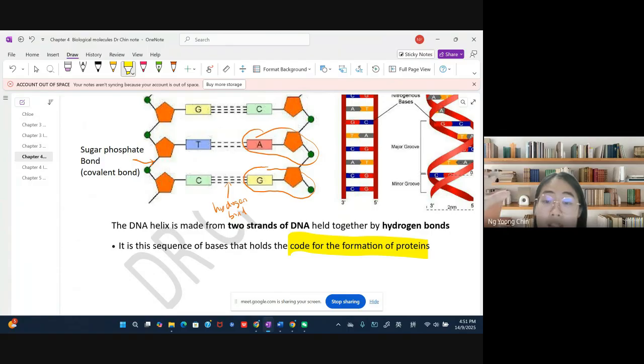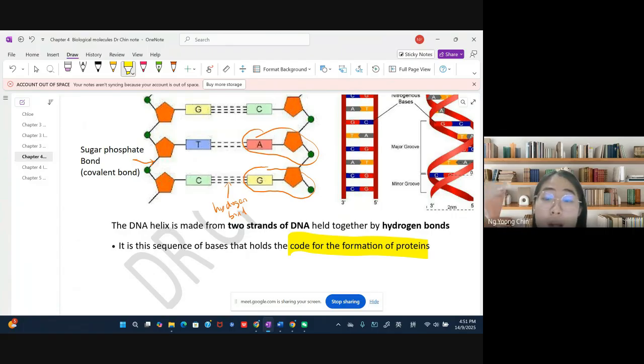So the mRNA will copy the guideline from the DNA, and then they will go out from the nucleus to the cytoplasm, and then they will meet the ribosome. So after that, the ribosome is the chef, okay? It's a cooking chef. So they will copy the guideline, and then they will prepare the raw material, which is the amino acids. So they can join the amino acids together, and then they will form a polypeptide chain.